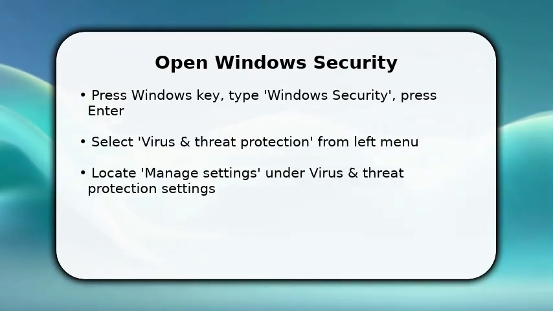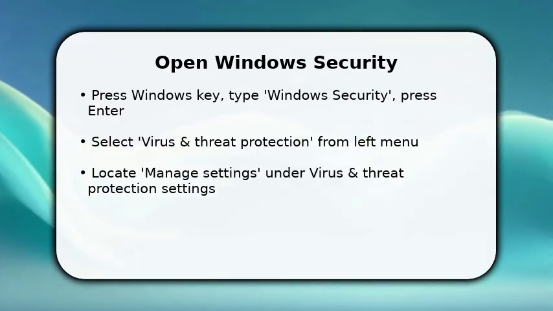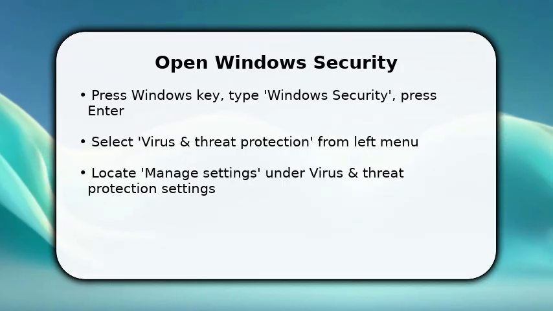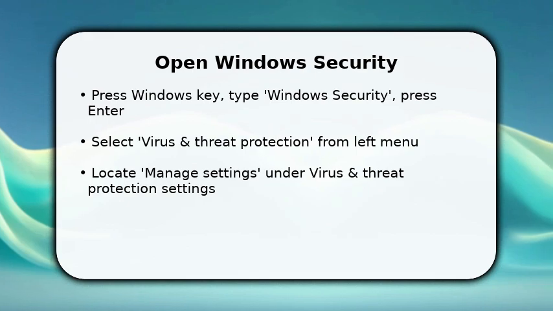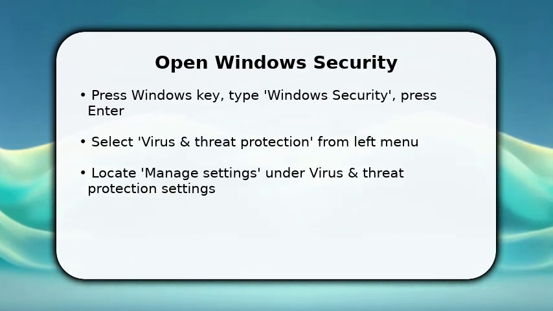Next, click Manage Settings under the Virus and Threat Protection Settings header. This moves you to the exact controls that let you disable real-time protection temporarily. Proceed carefully and make sure you have reason to change this behavior.